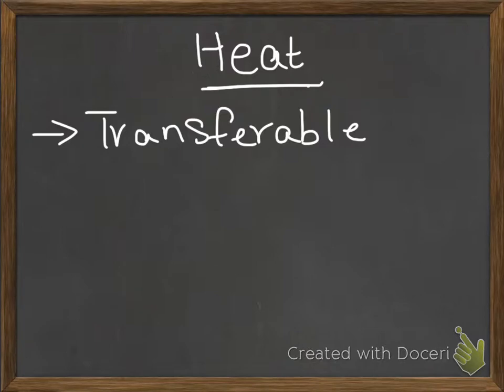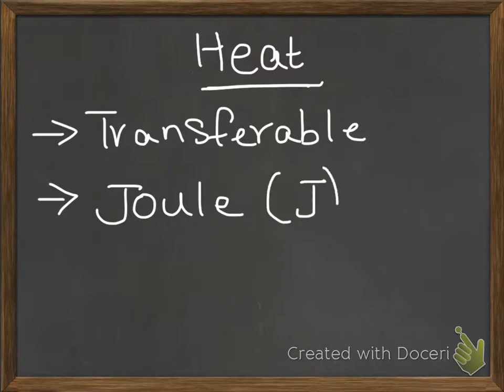In order for two bodies to stay in thermal equilibrium, the temperatures should be equal in both bodies. Now the SI unit for heat is joule, which can be written as J also. So this is what is heat.